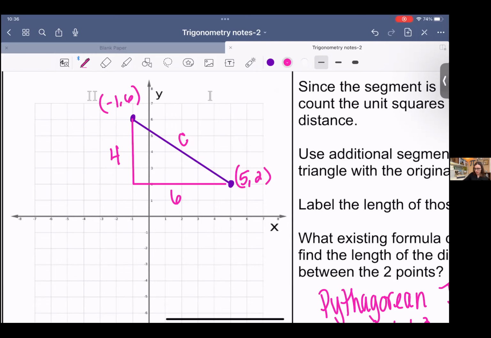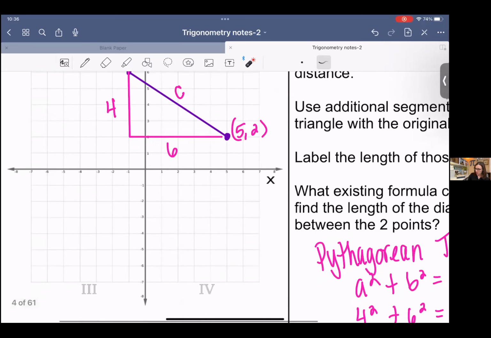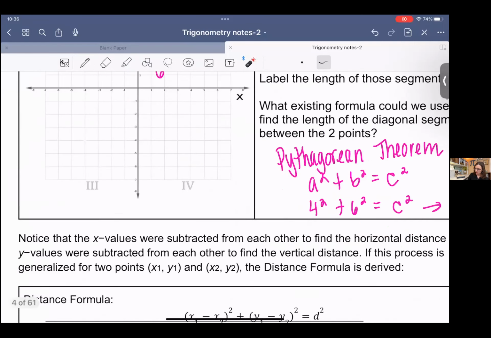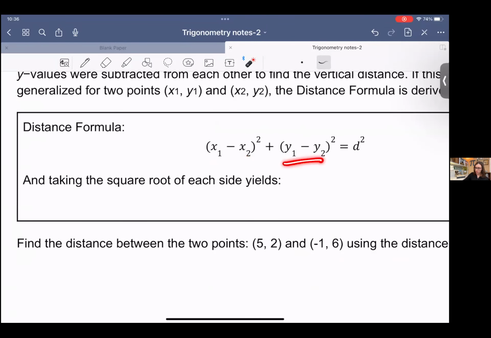If you'll notice, 6 minus 2, that's 4 units. Then if I were to do 5 minus -1, that's 6 units. I did change the order there, and that does kind of matter, so we'll fix that in the formula. But I just wanted to deal with positive numbers as far as subtracting, but I'll show you in the formula what you would do. So in the formula, we subtract the x values, subtract the y values, and square it, and that equals the hypotenuse squared.